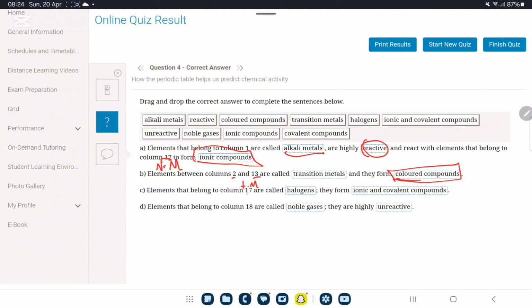Elements in group 17 are called halogens. They are non-metals, and they can either share or gain electrons, so ionic and covalent compounds. Elements that belong to column 18, noble gases, non-metals, and they are highly unreactive. They do not share, they do not gain, they do not lose, they don't do anything, they're just on their own.